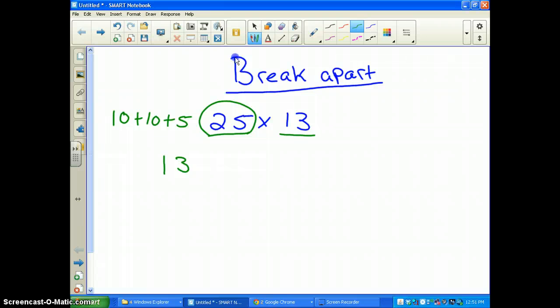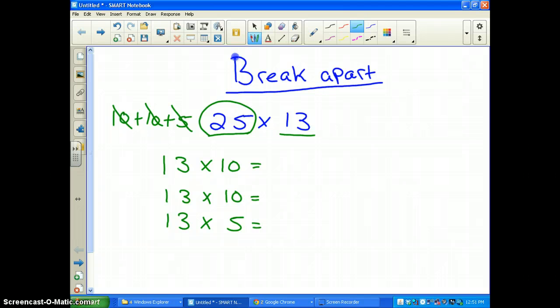So what we're going to do is we'll do 13 times 10, because we're multiplying. That takes care of that one. We'll do another 13 times 10, takes care of that one. And then we'll do another 13 times, and in this case, 5. Takes care of that one. So we've broken it apart. Now we're going to do the math and add it up.